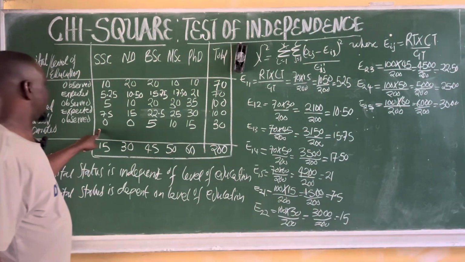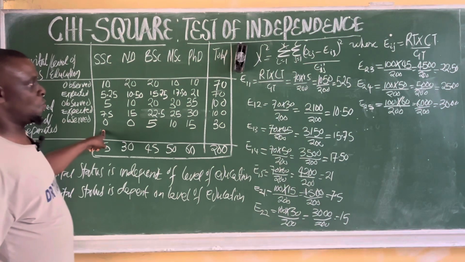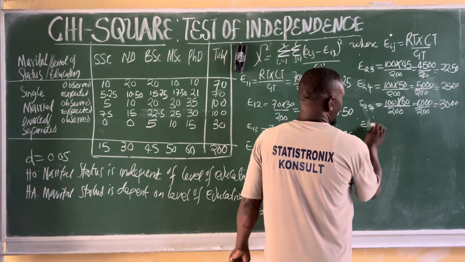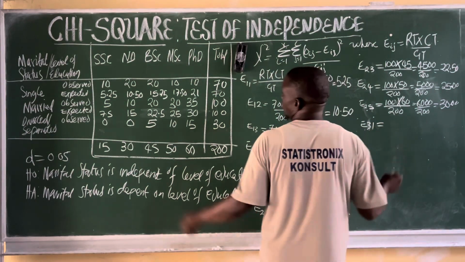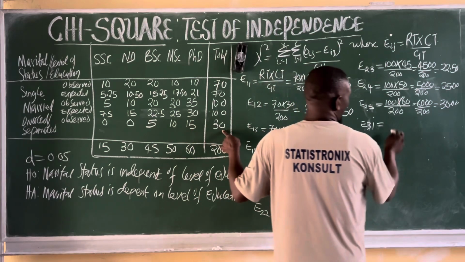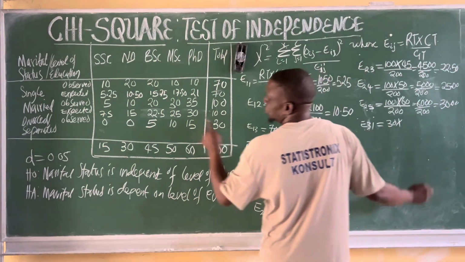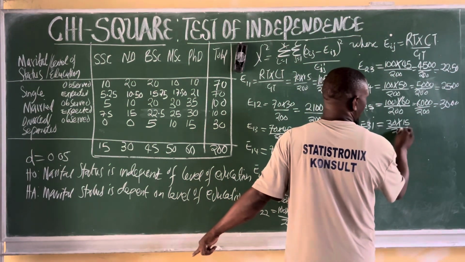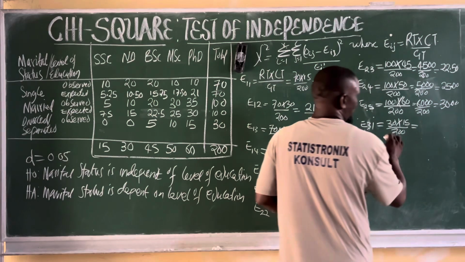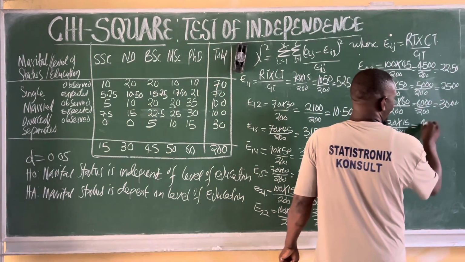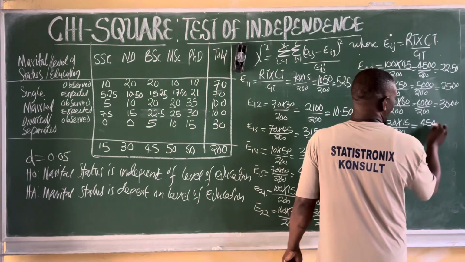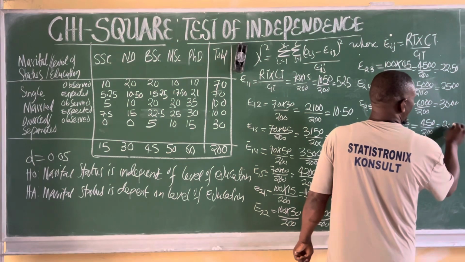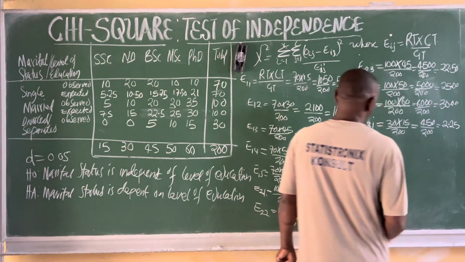Okay? Now let's look at row 3, column 1. So we'll call it E31, which will be equal to the total on that row, which is 30, times the total on the column, which is 15, all over 200. And that will be equal to 30 times 15, 450, all over 200. And that's equal to 2.25.